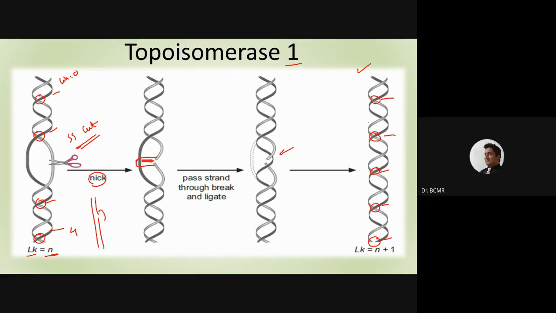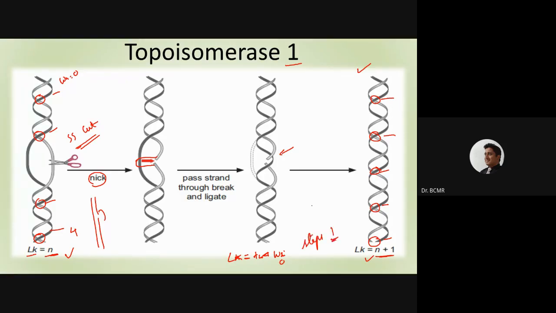So the twist has increased here. Writhe is 0. The DNA is not folding upon itself. So you have now the total. Linking number is the cumulative of twist plus writhe. Writhe is 0 and twist was 4 in this case, whereas in this one it is n plus 1. So topoisomerases are increasing. Topoisomerase 1, there is another topoisomerase we will discuss, topoisomerase 2. Topoisomerase 1 increases the linking number in steps of 1.